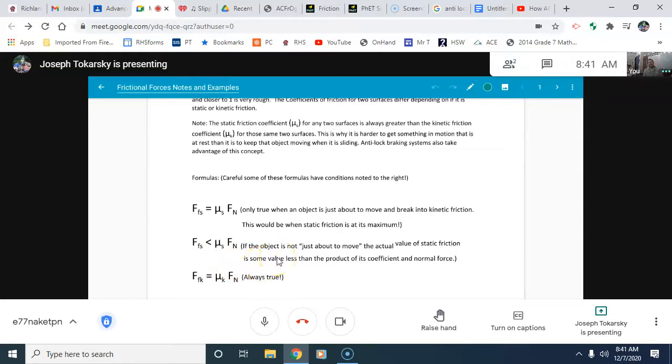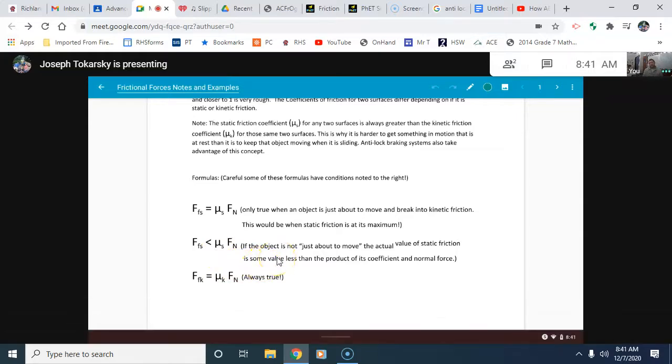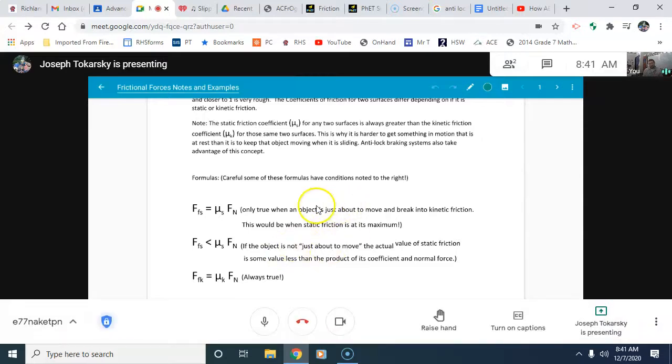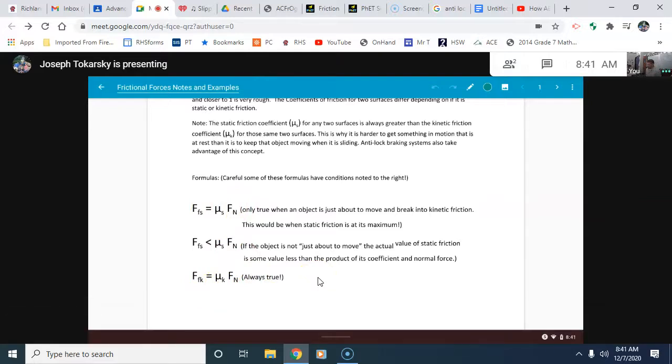But it turns out in this chapter, when we have static friction problems, we're only going to be dealing with just about to move. But you still should know that concept. And then, once it did break into motion and start to slide, it was kinetic friction. And kinetic friction doesn't have that concept of getting to a breaking point. So therefore, kinetic friction is always an equality.